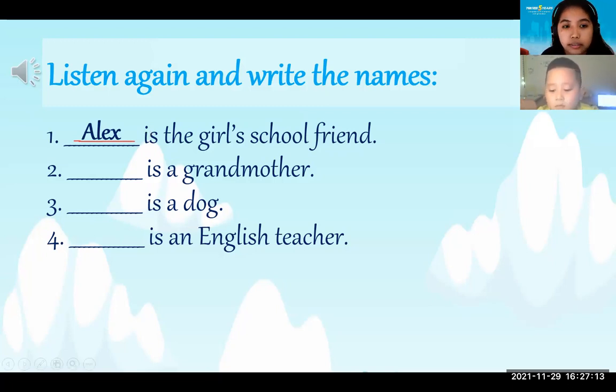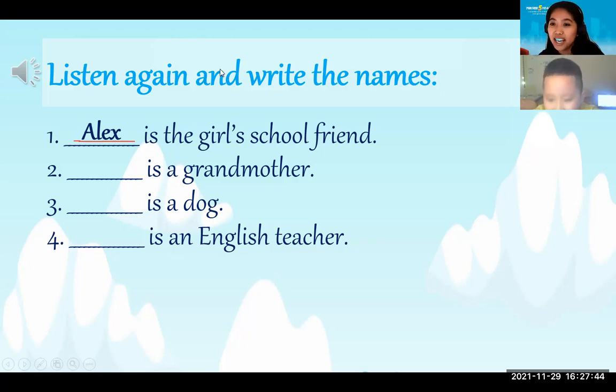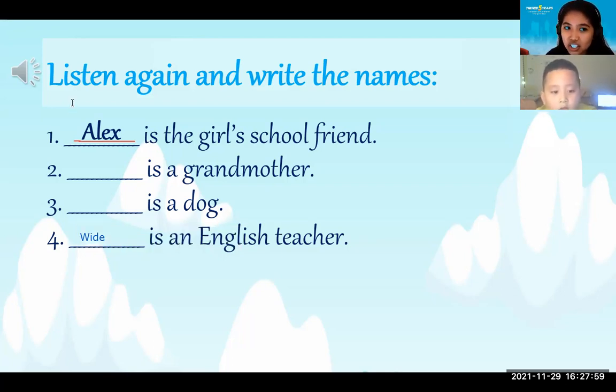3. What's your teacher's name? Mr. Ride. How do you spell that? R-I-D-E. Oh, yes. I know him. Okay, so who is an English teacher? What's the name of the English teacher? Yes, you are correct. I am your English teacher, but according to what you've listened, it is Teacher Wide. Okay. Wide is an English teacher. Okay. So you listen to the names and you write it. Okay, Hymen? Yes. Okay.